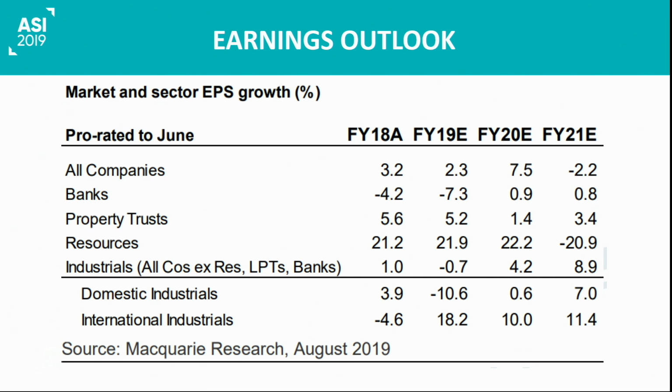And overall, whilst it's only a 2% market growth rate, really held down by the banks being down 7% as well, there were 60 companies in the ASX 200 who recorded double-digit growth, which actually is a positive sign, but there were 90 companies that had negative growth.